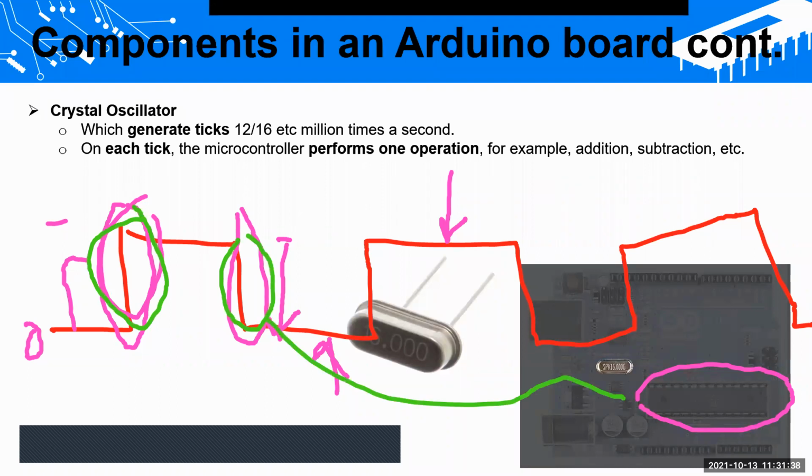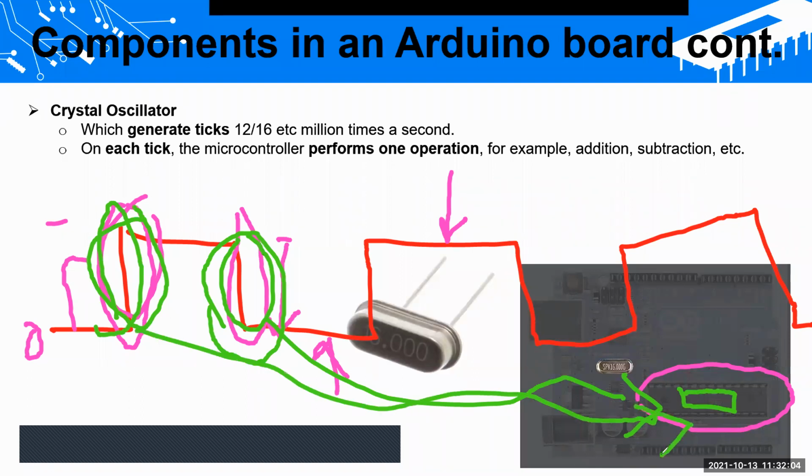We tell the microcontroller that if you are seeing a rising edge, suppose this microcontroller works for the rising edge, you should do some work, right? It can be addition or subtraction or whatever. Each tick can be the rising edge or the falling edge. So you're instructing your microcontroller, or synchronizing the microcontroller and the other peripherals as well, to do certain work.